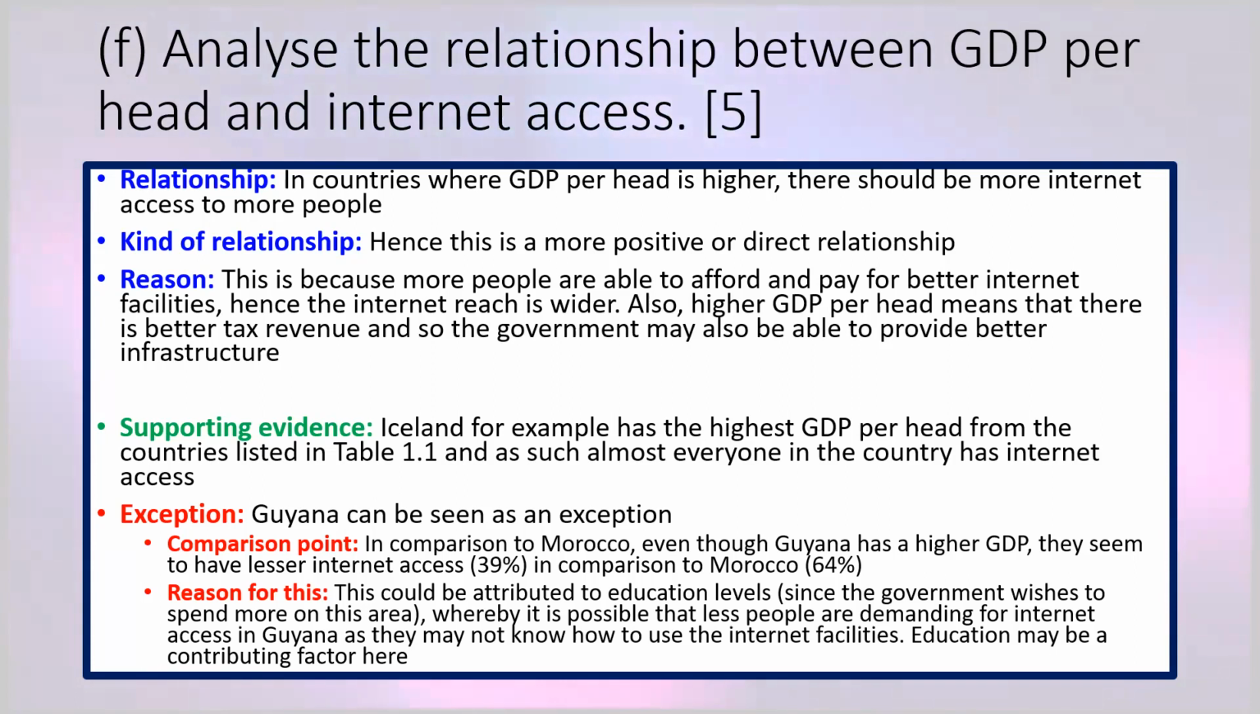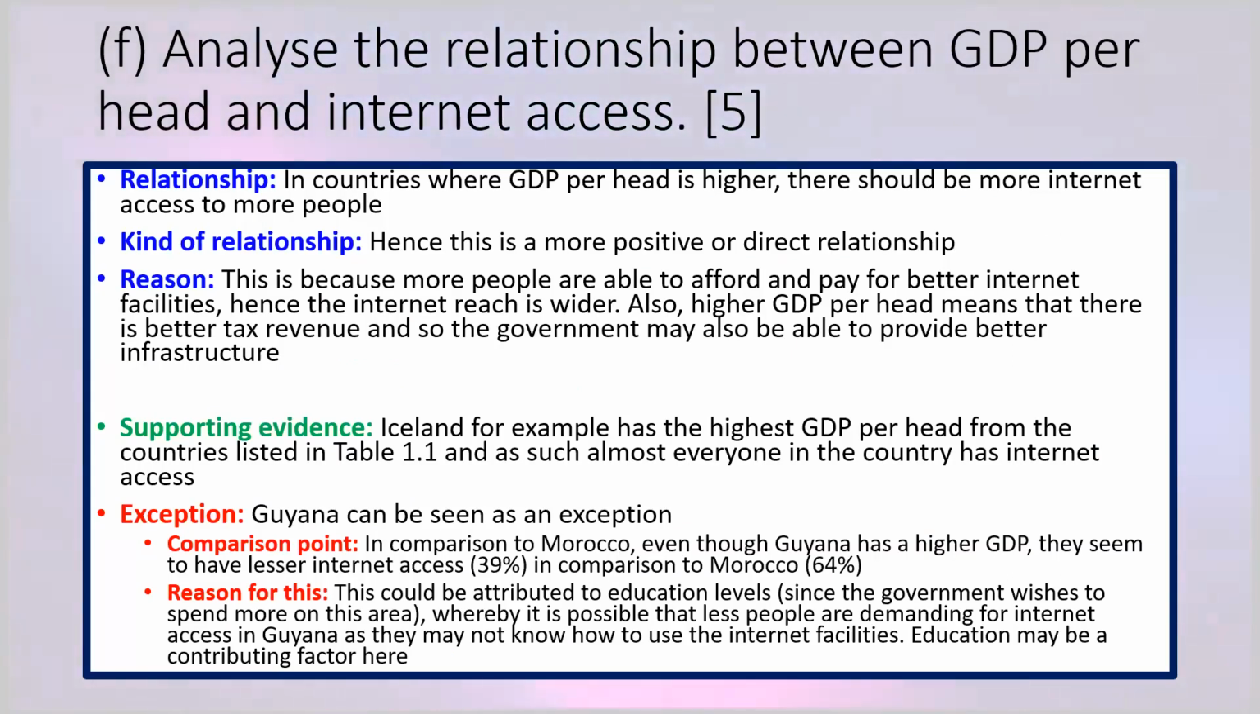In science experiments, you have a hypothesis. This is basically a hypothesis. So you found evidence to support a hypothesis which says that higher GDP means more internet access. Now, there's an exception to this as well. Guyana can be seen as the exception. Do you see that?